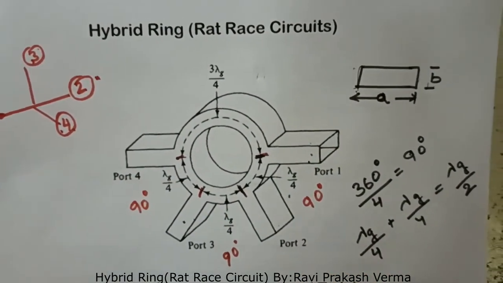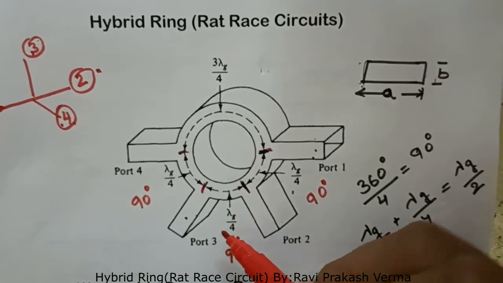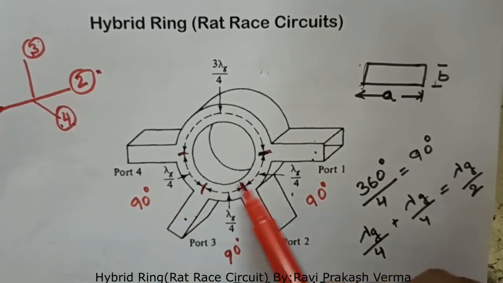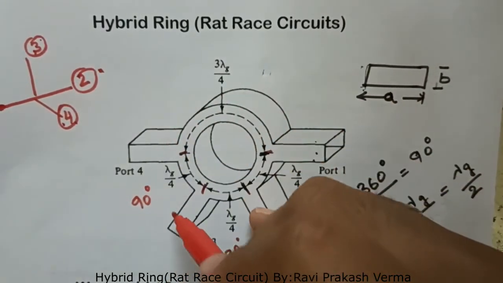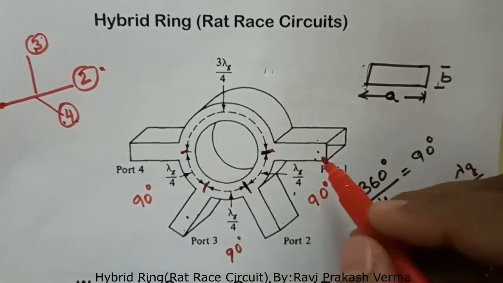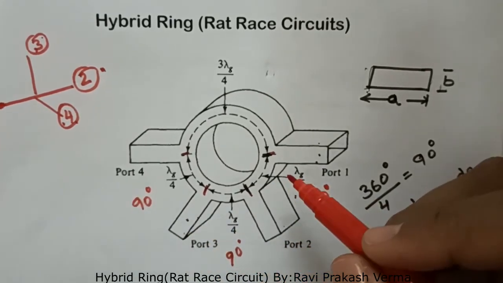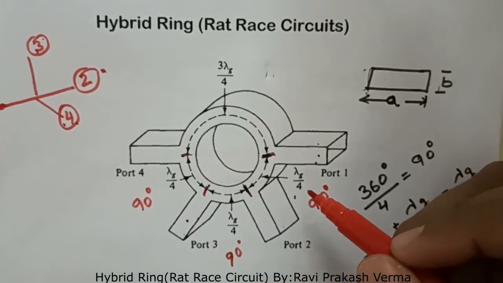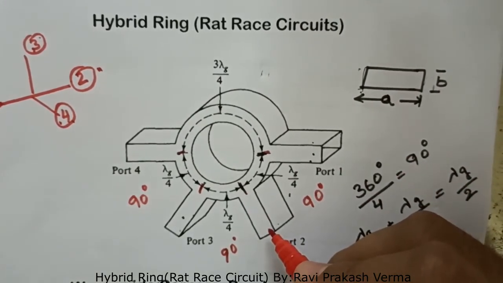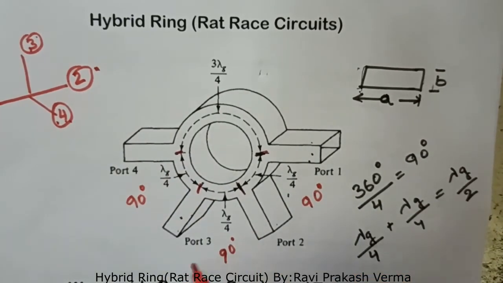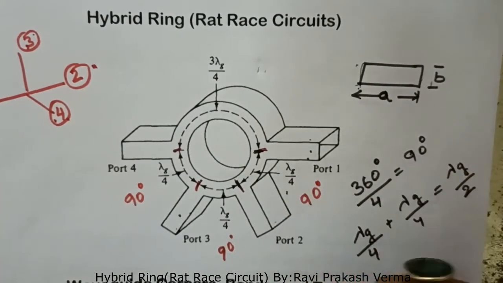Similarly, in this rat race circuit, the phase shift between port 1 and port 3 is 180 degrees, 90 plus 90, and the phase shift going anti-clockwise from port 1 to port 4 and then port 3 is also 180 degrees. So when we apply input at port 1, we will not get any output at port 3 because there is a 180 degree phase shift. Similarly, if we apply input to port 2, then we will get zero output at port 4, either in the clockwise direction or in the anti-clockwise direction. This is the main property of this rat race circuit.